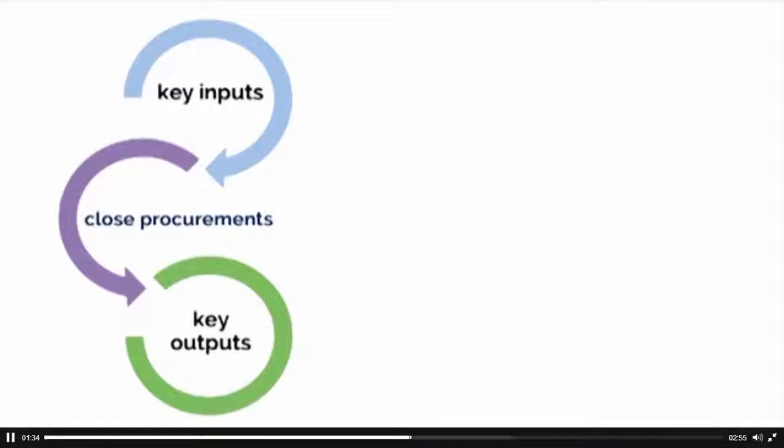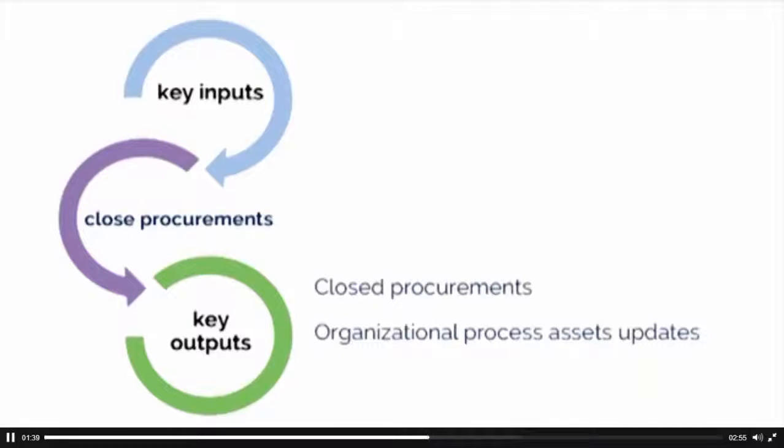The two key outputs in this process are closed procurements and organizational process asset updates. In closed procurements, the buyer informs the seller, usually in writing, that the contract has been accepted or rejected. In case of rejection, the contract should specify how to address this. Any and all documentation should become part of what we call organizational process asset updates and would include the procurement file, deliverable acceptance, and of course, your lessons learned documentation with recommendations on different approaches or process improvement ideas for future projects.